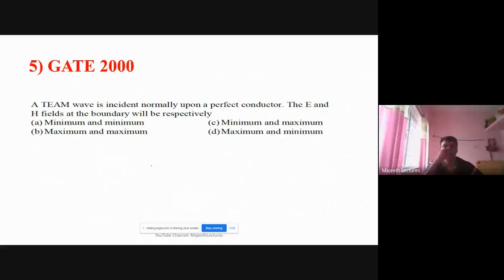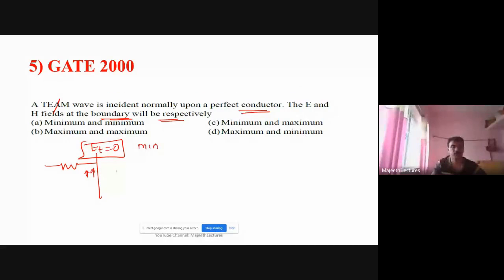Right? A TEM wave is incident normally upon a perfect conductor. The electric and the magnetic field at the boundary will be? Just now we have seen that when the electric field comes, it is reflected. At the boundary, the electric field, I told already, is 0. So the electric field is minimum and the magnetic field will be reflected, so it is maximum. So option C is the right answer.